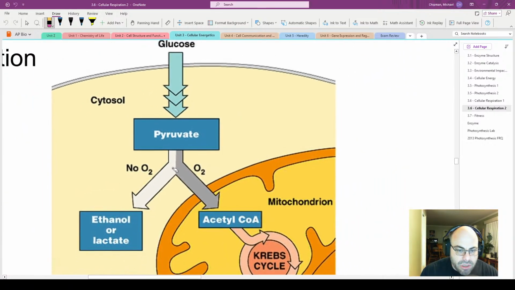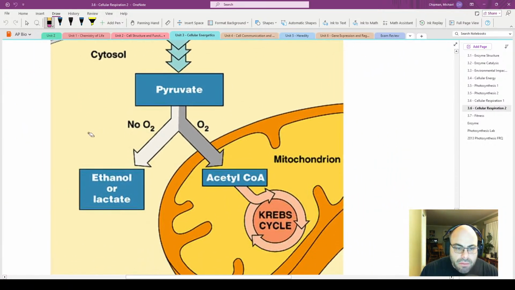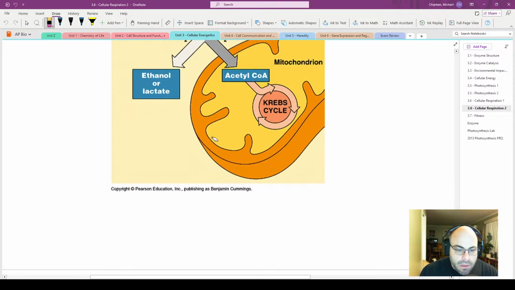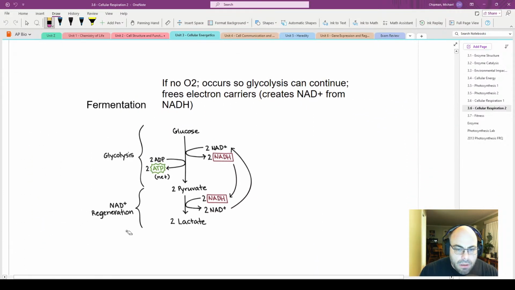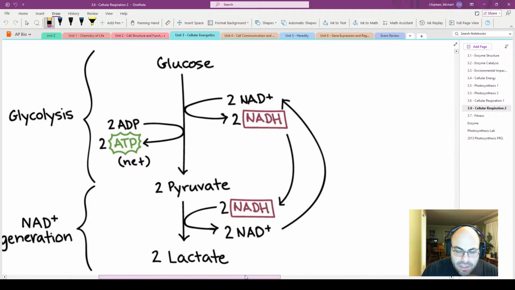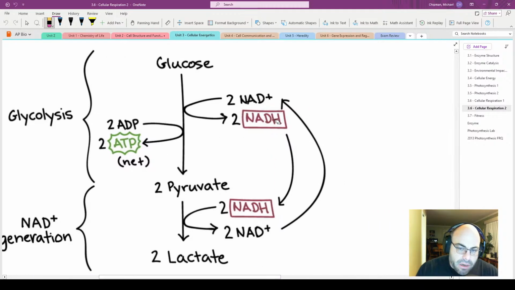All right, so let's say there's no oxygen in the cell. Well, there's no oxygen, and so we're going to go through fermentation. What's the purpose of fermentation? Well, let's look at it. First of all, before we look at my little definition up here, here's glycolysis, glucose to pyruvate. And notice what's made here. So some ATP is made, and there's some NADH. NADH is an electron carrier. This electron carrier is going to go to the ETC to make ATP.